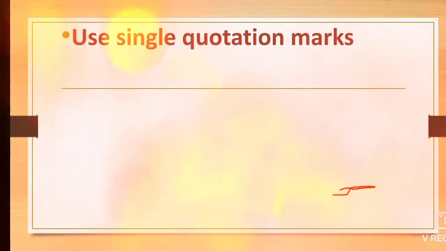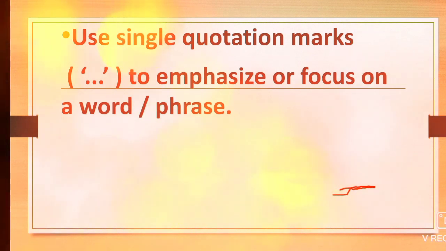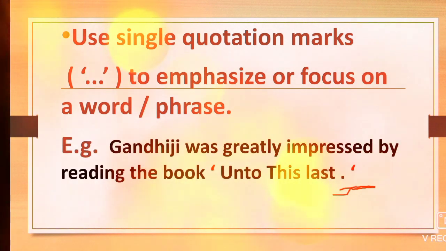Use single quotation marks, meaning single inverted commas, to emphasize or focus on a word or phrase. For example, Gandhiji was greatly impressed by reading the book 'Unto This Last'. In this sentence, one book's name is highlighted, 'Unto This Last'. So when you highlight one word or one phrase, at that time you use single inverted commas.